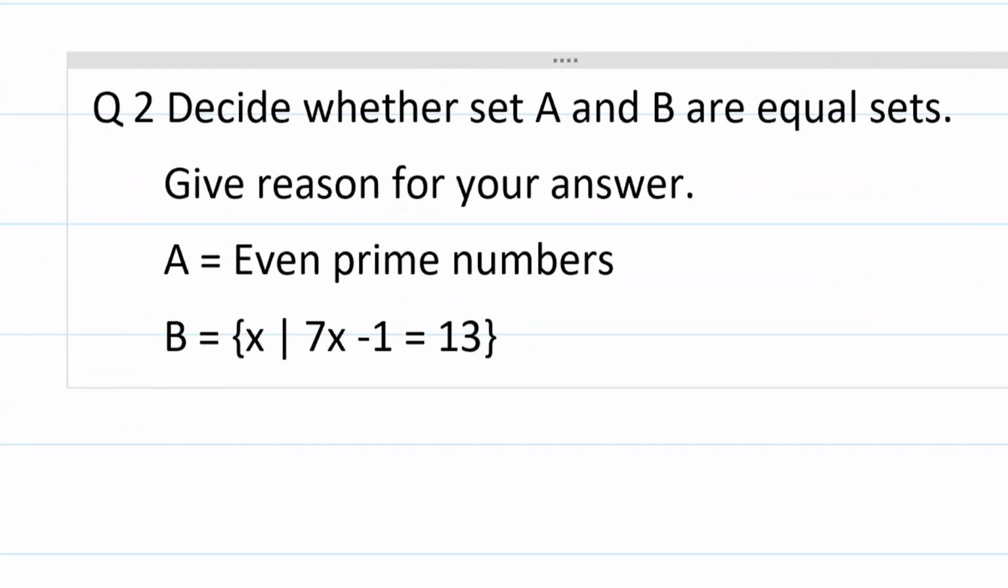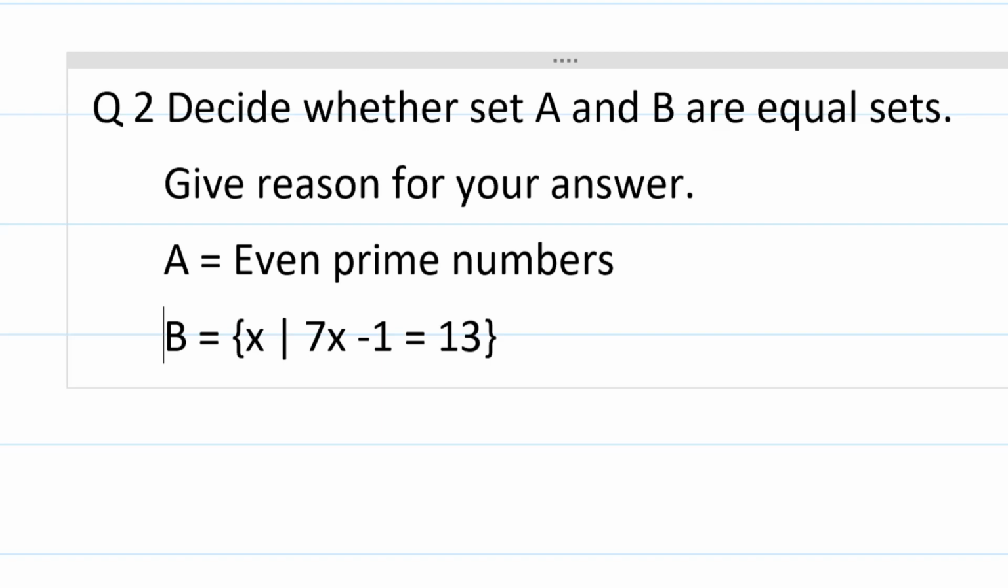Question number 2. Decide whether sets A and B are equal sets. Give reason for your answer. A is set of even prime numbers. B is set of all x such that 7x minus 1 is equal to 13. Now, like first example, step number 1 is we will write both the sets in roster form, listing method, and then we'll compare.